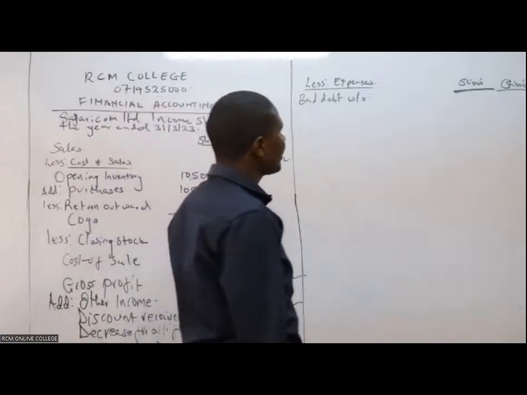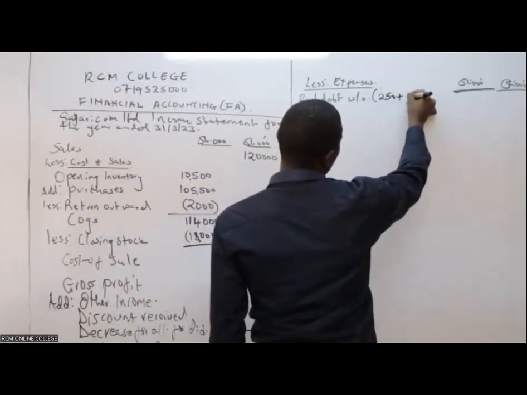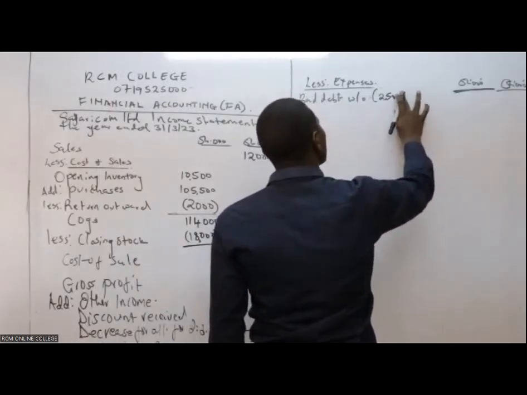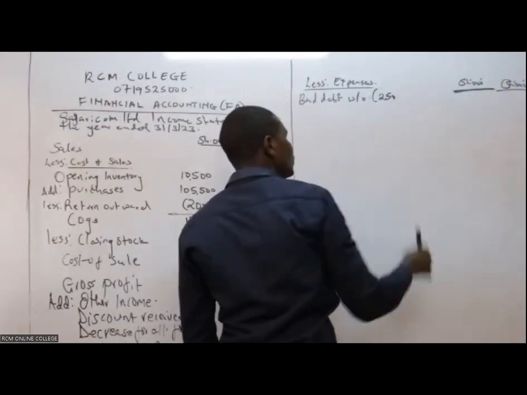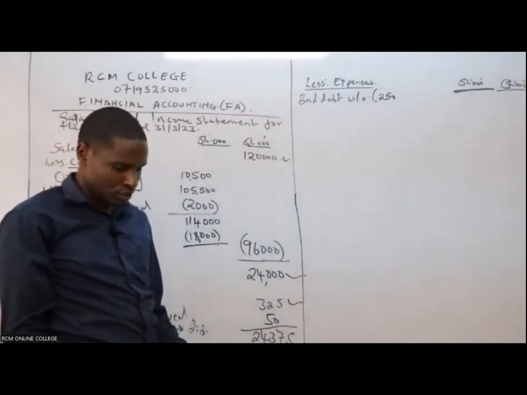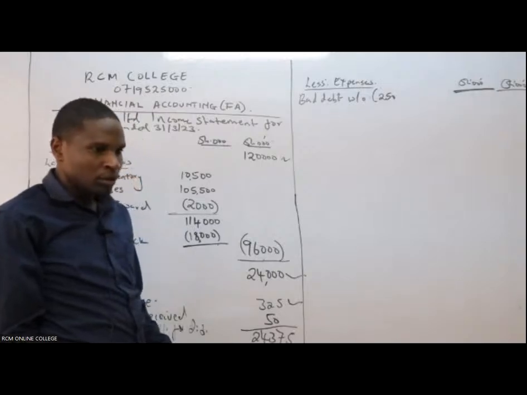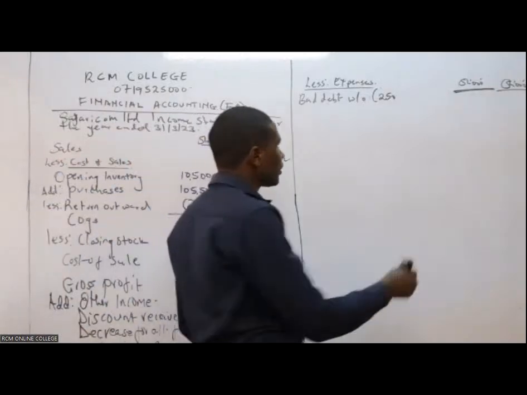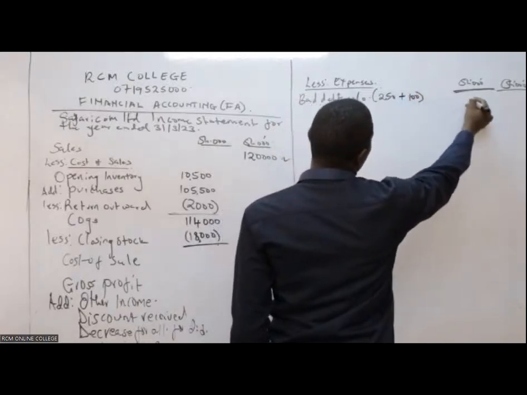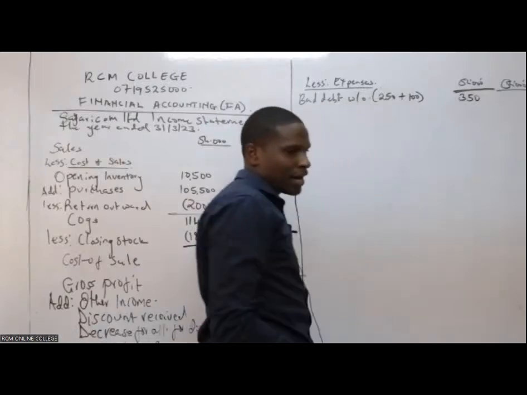So bad debt written off, we had the 250 for that month plus what we had. Bad debt written off ni ngapi? We have to check. We had that man who was declared bankrupt plus the 100 that is in our trial balance. So this will be 350. That is an expense, a direct expense.